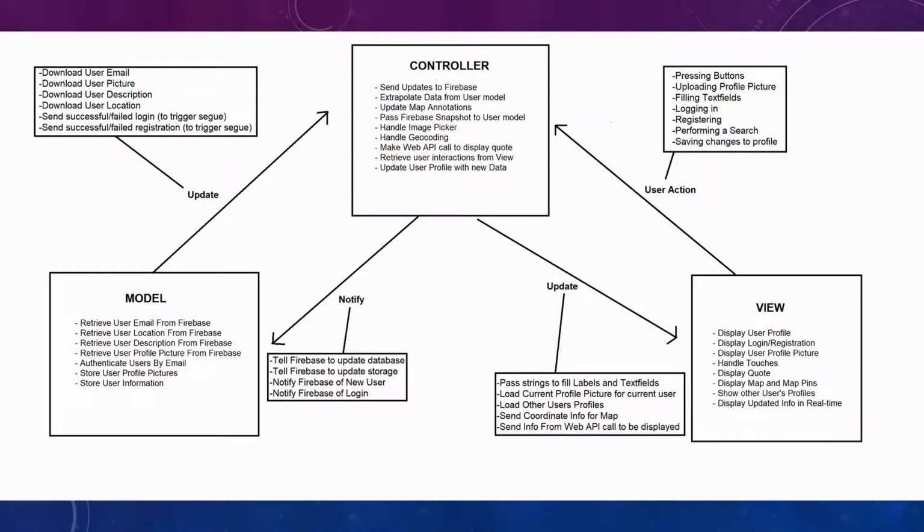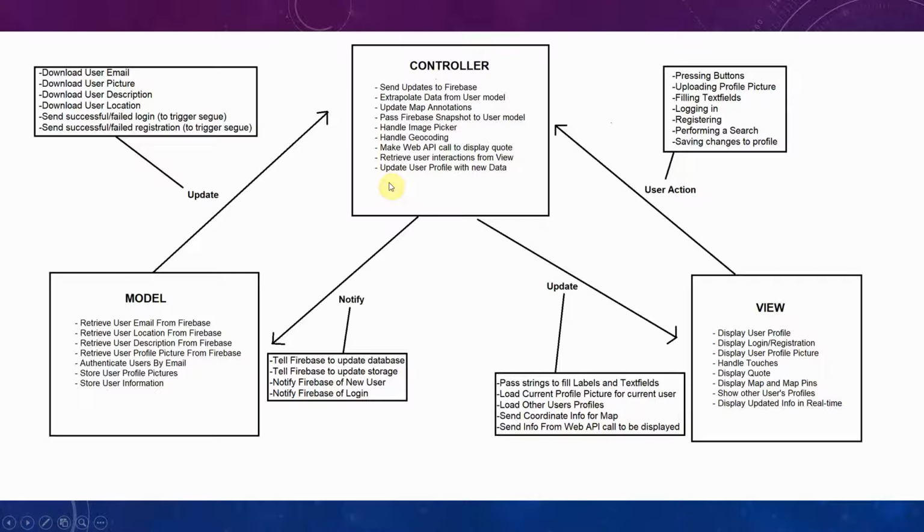Okay, so let's talk about the model view controller architecture. In the MVC architecture, we have the model, which retrieves the user information from Firebase: the email, location, description, and picture. It authenticates users by email. It stores the profile pictures and the other information. The way the model interacts with the controller is it tells the controller, okay, download the email, picture, description, location, and it notifies the controller of a successful or failed login, successful or failed registration in order to trigger a segue.